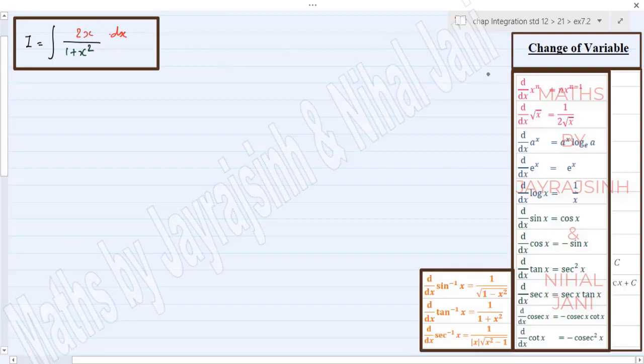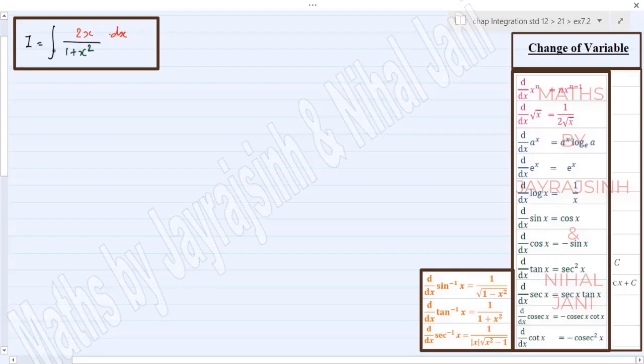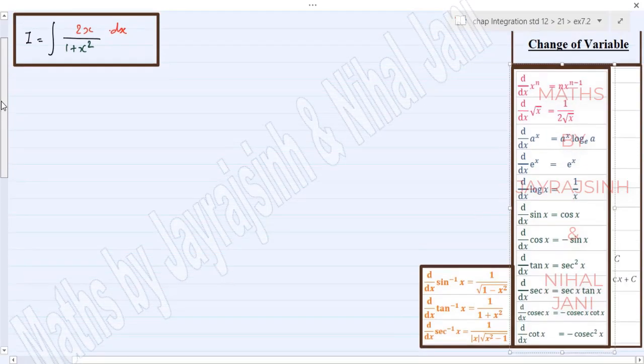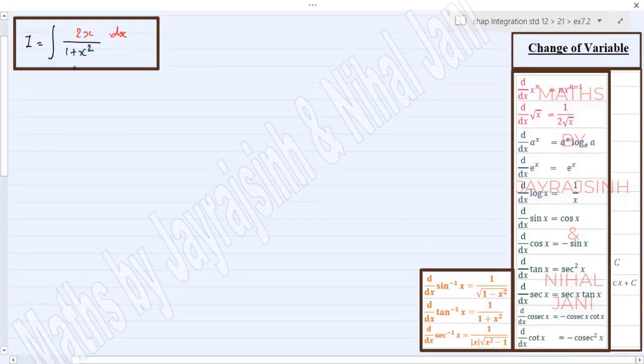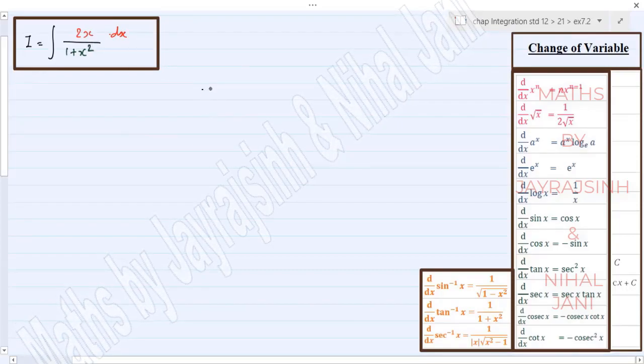In this exercise, we are going to learn about the change of variable. Let's try to solve the first example. I is equal to the integration of 2x upon 1 plus x square. As you can see here, we cannot integrate with respect to x. So let's try to change the variable.